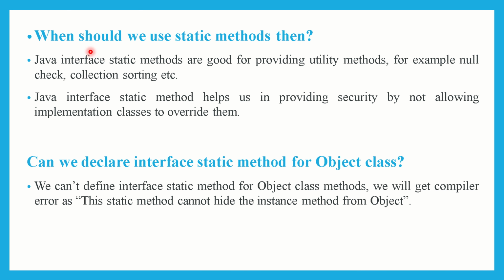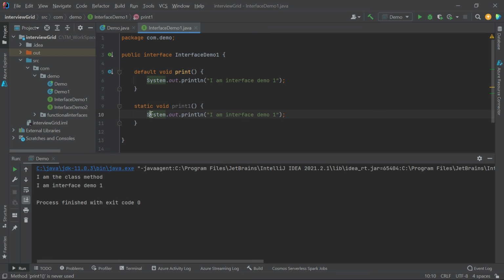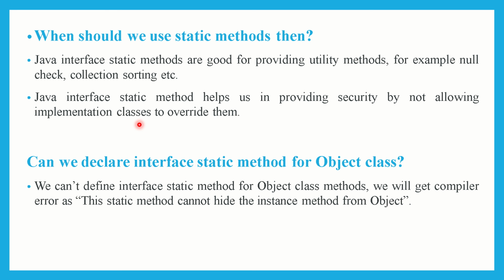This is also a very important question which I already explained. When should we use static methods then? Java interface static methods are good for providing utility methods, for example, null check, collection sorting, etc. Utility method in the sense something which you feel is very frequently used or will be used many times in your code, you can just put it in the static method and the implementing classes can just use that functionality, right? You don't want that to be overridden or given any other implementation. In that case, you can go for a static method.